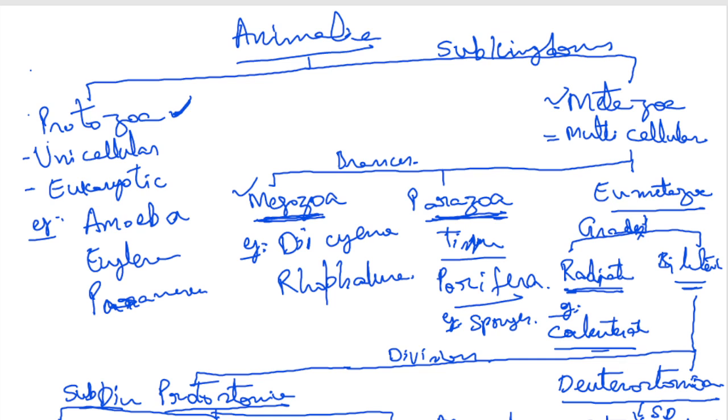And the Deuterostomia have only one subdivision, that is Enterocoelomata. In this Enterocoelomata, there are three phyla: Echinodermata, Hemichordata, and Chordata. That's about the classification of the Animalia kingdom.